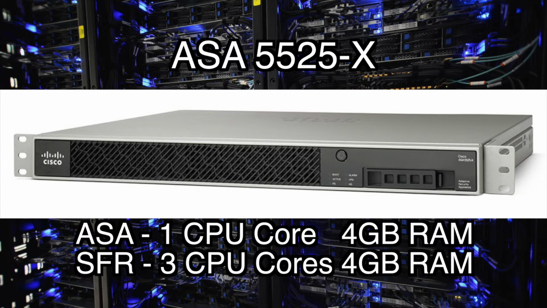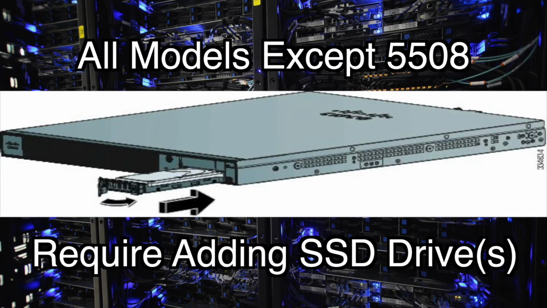The ASA software and the SFR software run under different kernel spaces and do not share CPU or RAM. All that is required to run the SFR module on the 5508, the 5525, the 5545, and the 5555 ASA hardware platforms is an SSD drive or drives, depending on the model. Note that all of the 5508s purchased by Rackspace have had the SSD drives pre-installed at the factory.